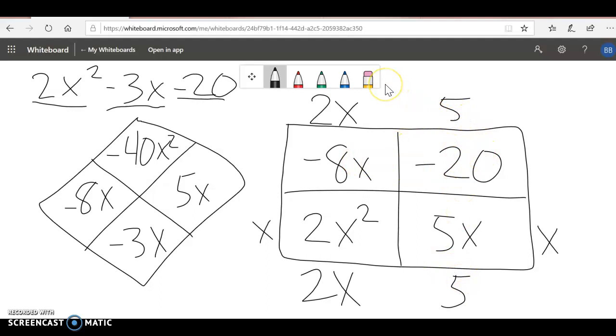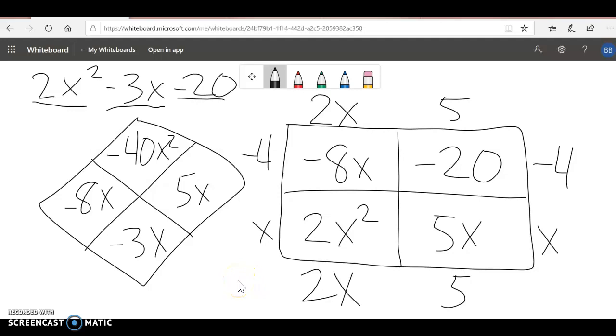Well, 5 times negative 4 makes negative 20. I'm going to go ahead and mirror it across. And let's see if this works. So negative 4 times 2x is negative 8x. So check. Everything has worked out. So now I have my dimensions. I have my product. I have x minus 4, and I have 2x plus 5.